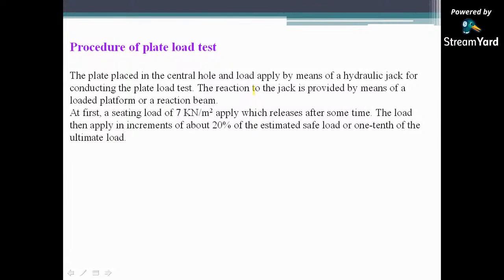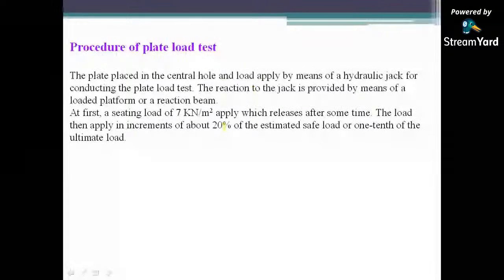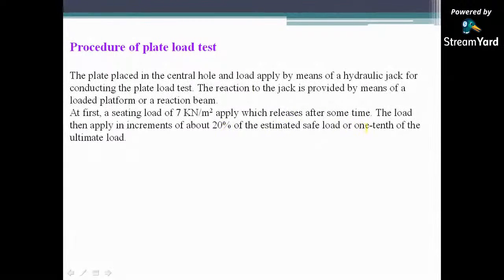At first, a seating load of 7 kilonewton per meter square is applied, which is released after some time. The load is then applied in increments of 20% of the estimated safe load or 1/10 of the ultimate load. So first you have to release 7 kilonewton per meter square, and after that 20% of the estimated load or 1/10 of the load you have to increase. You have to gradually increase the load.